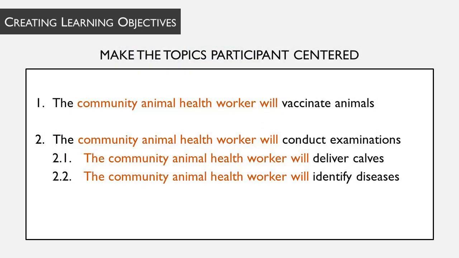Once we have the content in a logical order, we make it participant-centered. In this case, the training is centered on the community animal health worker. This may seem like a minor step, but this ensures that the training is focused on what the participant will be able to do at the end of training, rather than focusing on what the instructor will be doing.